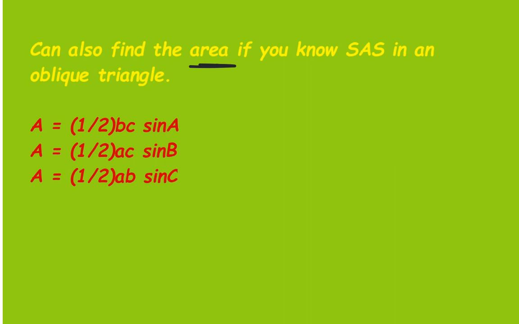You can also find the area if you know side, angle, side in an oblique triangle. Remember oblique? It's just not right. So we're going to take 1/2 BC sine of A. Notice if it's B and C, we use the other angle because it's side angle side. So AC sine of B, AB sine of C.